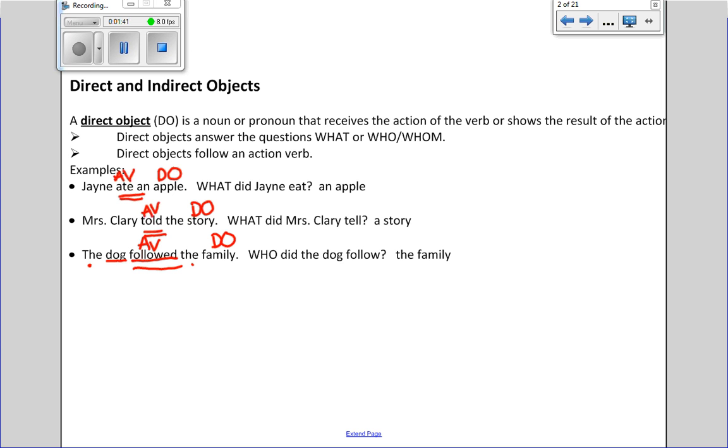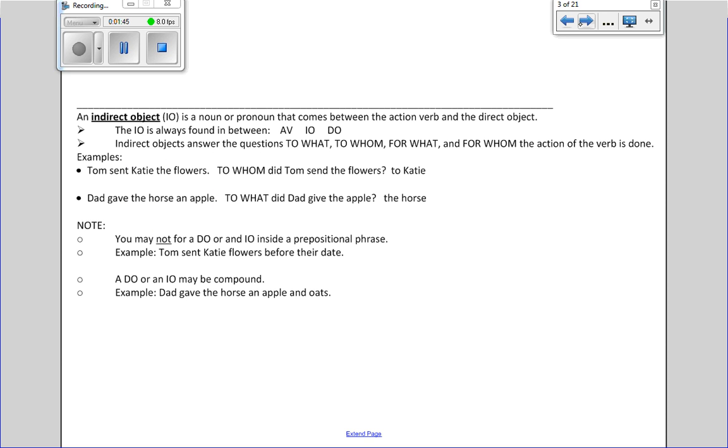Now that we've talked about direct objects, we need to talk about indirect objects. Indirect objects are also nouns or pronouns that come between the action verb and the direct object, and they answer one of four questions: to what, to whom, for what, or for whom. You must have a direct object to have an indirect object. They will always come in this order right here: action verb, then indirect object, then direct object.